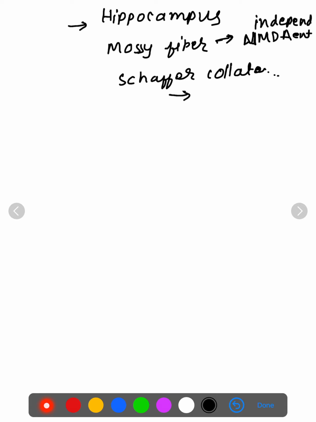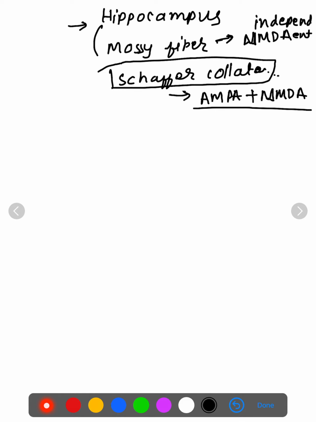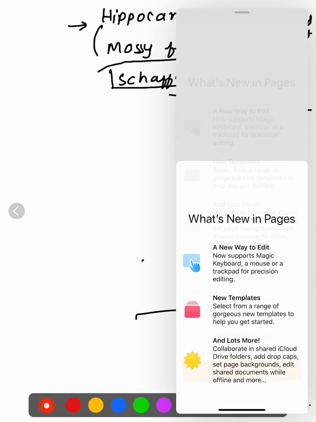If you take the Schaffer collateral, here AMPA and NMDA, two receptors, play the role. Mainly you can remember this Schaffer collateral. Here it is not independent. This mainly depends on NMDA only. AMPA does not play any role here. So what exactly is this mechanism, that we will study now.